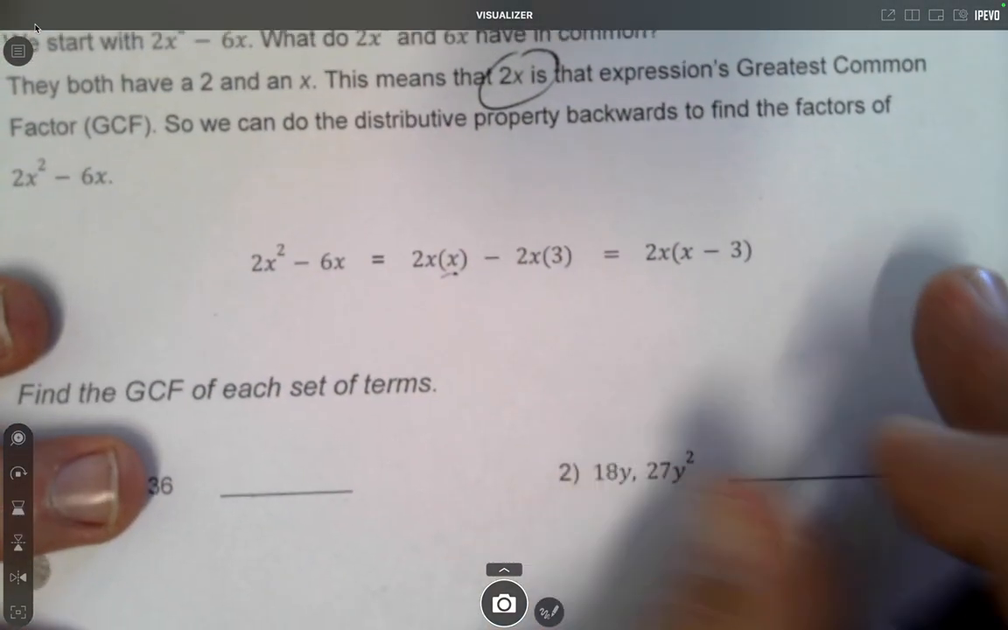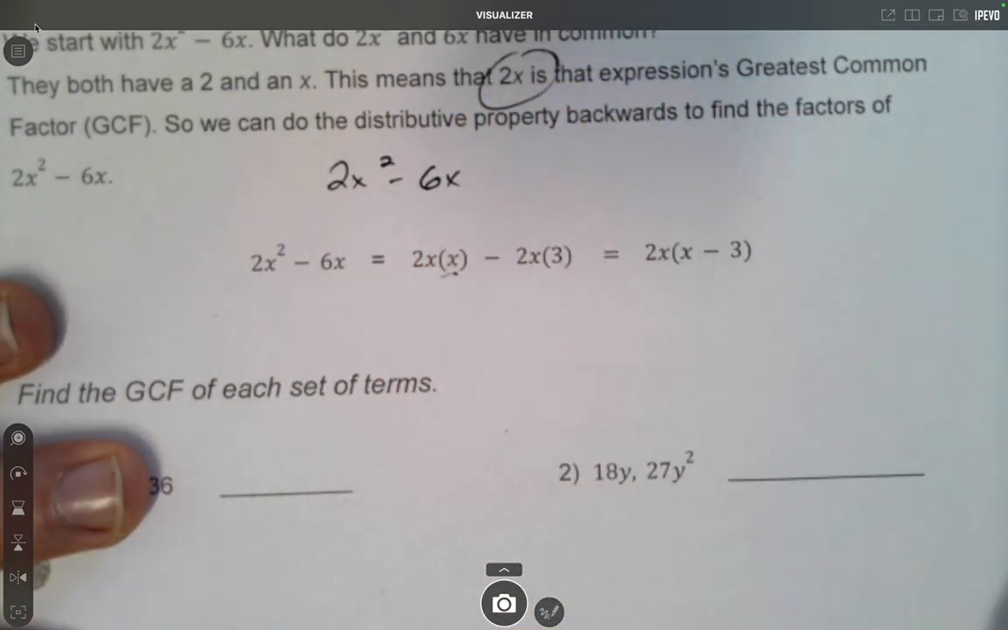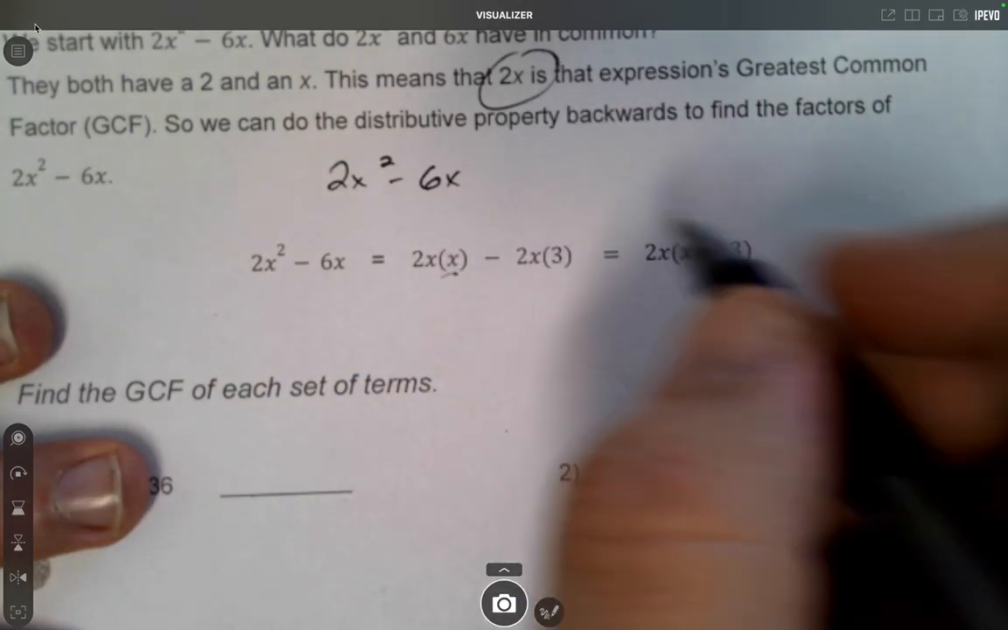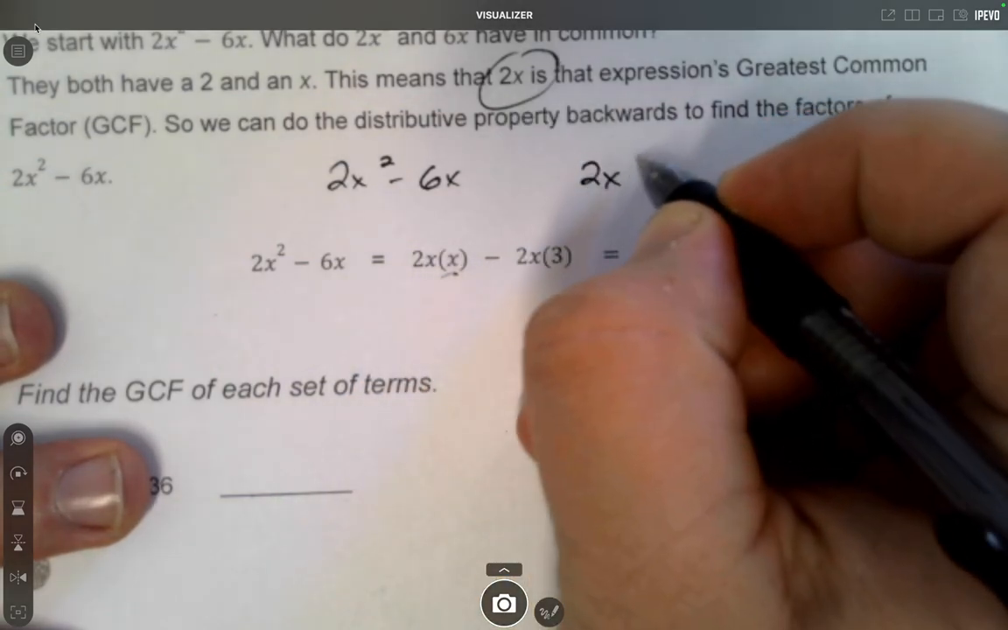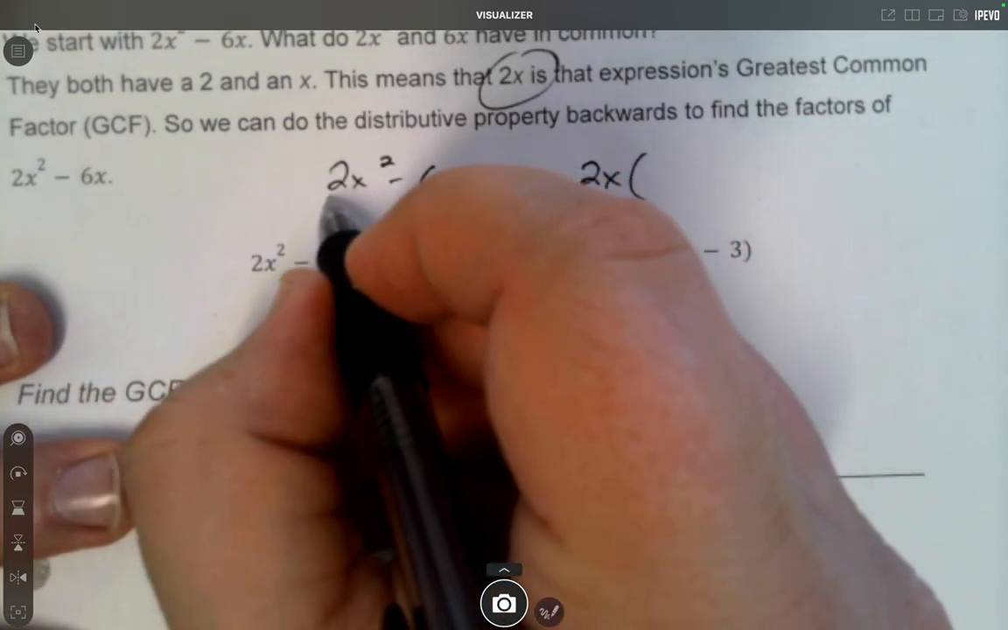Factoring will be done by dividing. So another way I could approach this is say 2x squared minus 6x. I find the greatest common factor, which is 2x, and then I say, okay, I'm going to pull 2x out front. And to figure out what's left once I pull that 2x out, I'm going to divide.